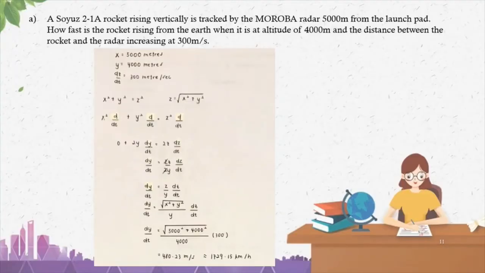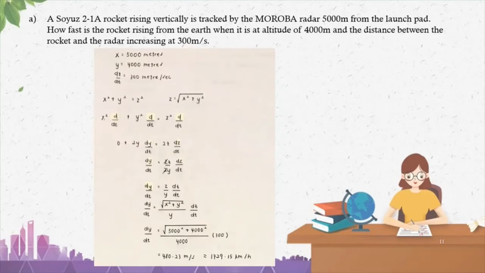Now let us see how implicit differentiation can be related to this type of application. As we can see from the question, it provides the distance between the Moroba radar and the launchpad, that is 5,000 meters, and the altitude of the Soyuz rocket from the launchpad, that is 4,000 meters. The last parameter given is the distance between the rocket and radar, which is increasing by 300 meters per second.